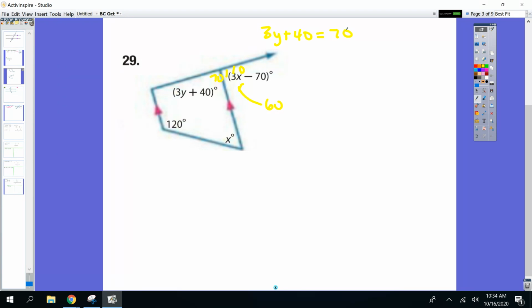We all good? Again, parallel lines, two transversals, but only look at one at a time and figure out what the relationship is. Next, let's keep this going.